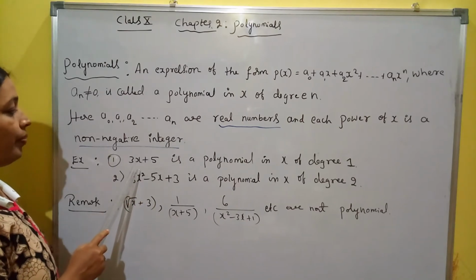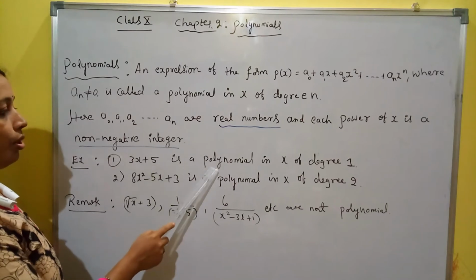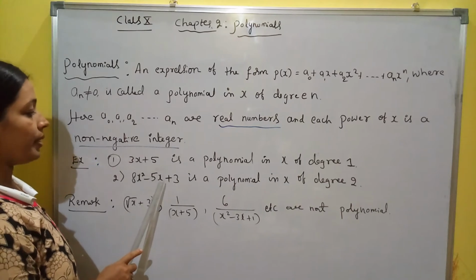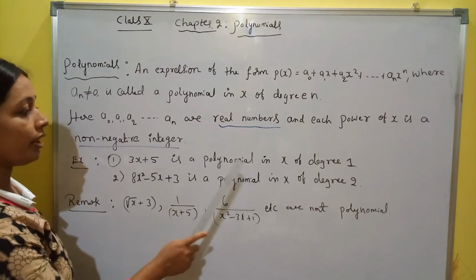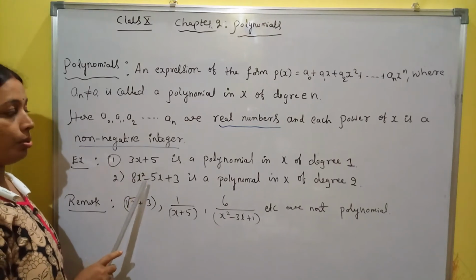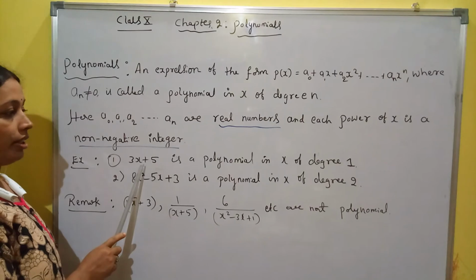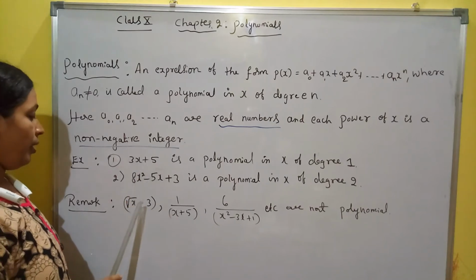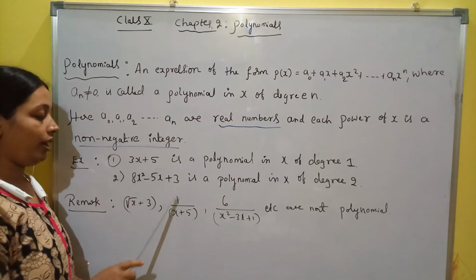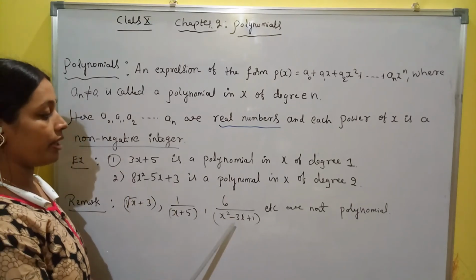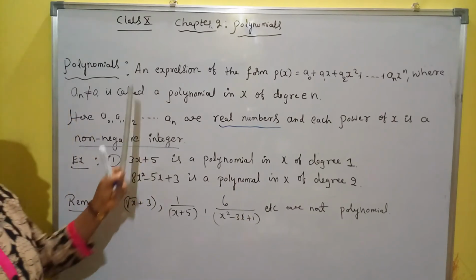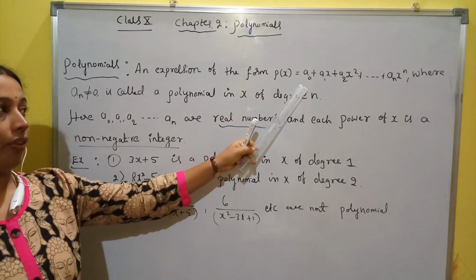Example, 3x plus 5 is a polynomial in x of degree 1. 8x square minus 5x plus 3 is a polynomial in x of degree 2. What is the degree of this polynomial? It is 2. What is the degree of the given polynomial? It is 1. One of the most important things to keep in mind: root x plus 3, 1 by x plus 5, and 6 by x square minus 3x plus 1 are not polynomials. If they are polynomials, they should be in the form of p of x.